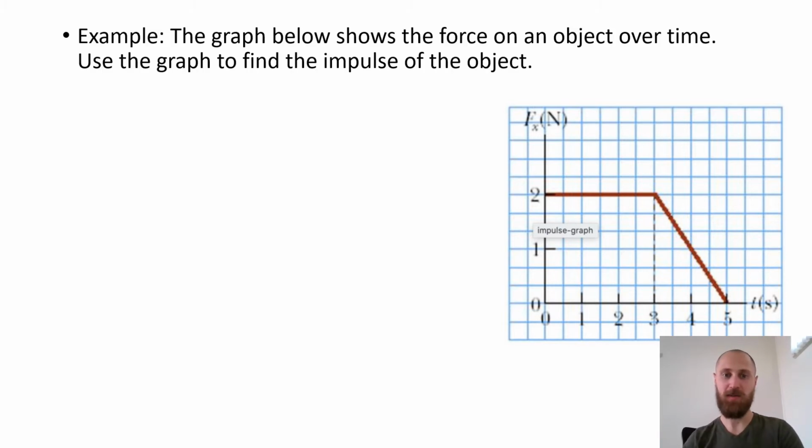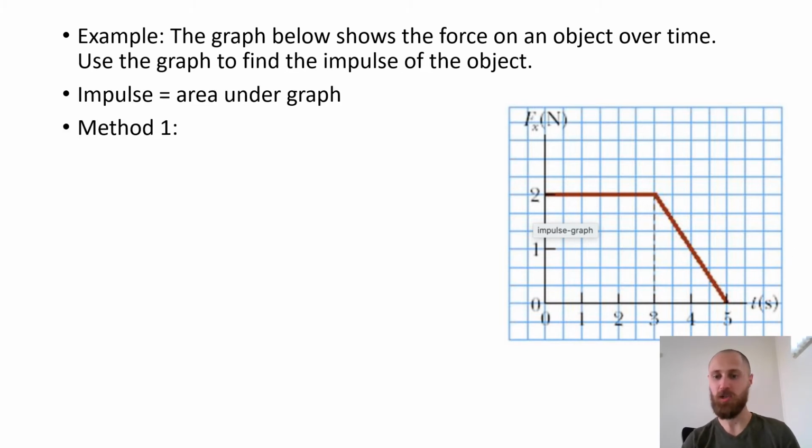So the example is: the graph below shows the force on an object over time. Use the graph to find the impulse of the object. So impulse is the area underneath the graph. There are two methods for going about this. The first method I'll show you is useful here, but the second one is more general and can be used for shapes that aren't so nice. I'll go through that in the next slide.